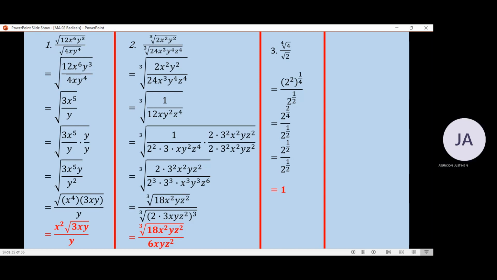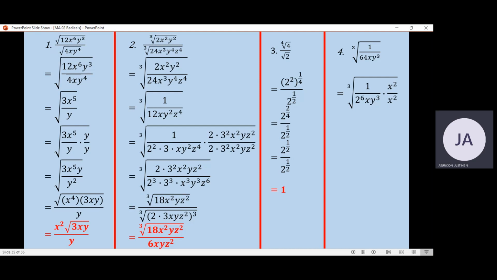Okay, example number 4. The cube root of 1 over 64xy cube. As you can see here, again, our denominator should have a perfect root, free from radicals. So in this case, we multiply both the numerator and the denominator by x squared.